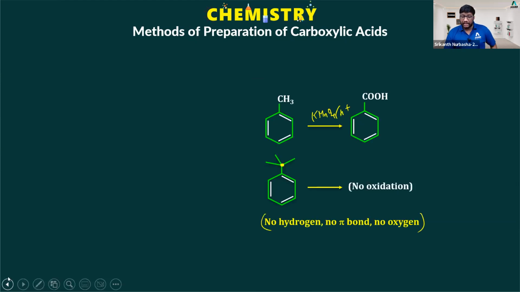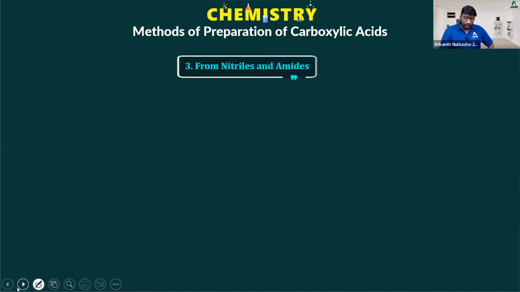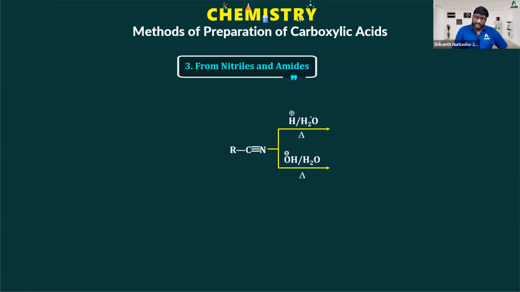The first two reactions are from the oxidation of primary alcohol. The second one is from the alkyl benzenes, where you get the respective benzoic acids or benzoates. The third one will be from nitriles and amides. From nitriles, if you do the acidic hydrolysis, you will get the respective carboxylic acid. If you do the basic hydrolysis, you will get what? In the basic hydrolysis, the carboxylates are obtained because whenever we have a basic medium, the OH bond is going to be cleaved. And how can you understand the mechanism?